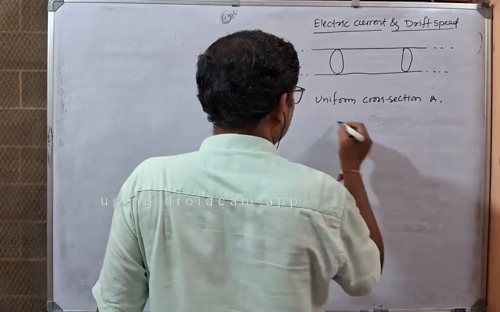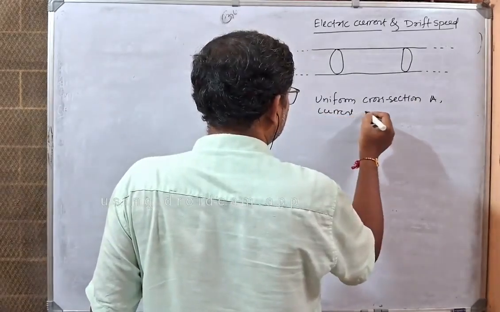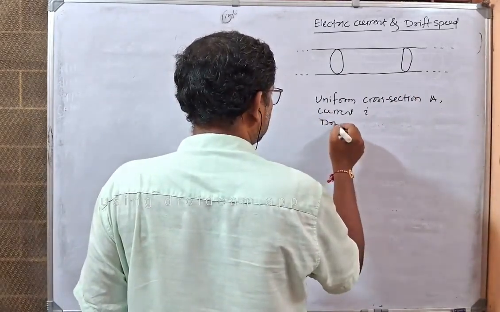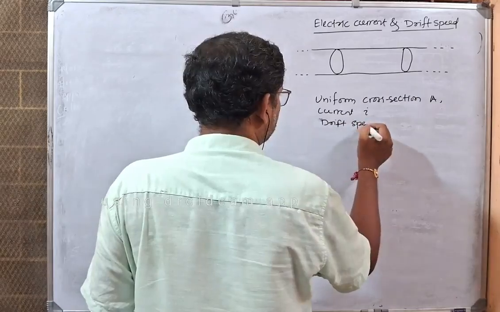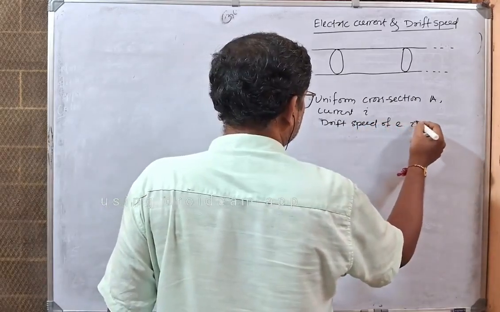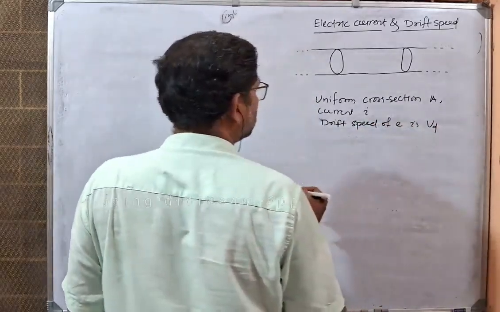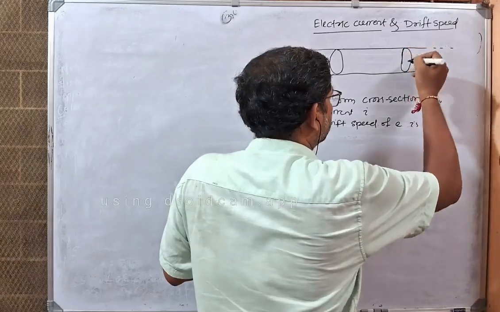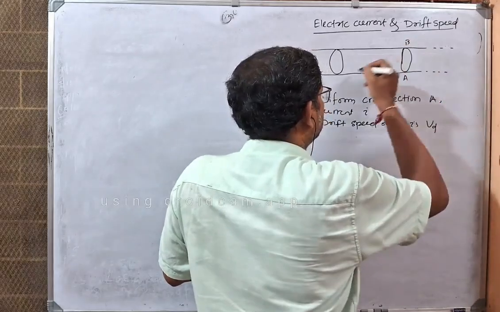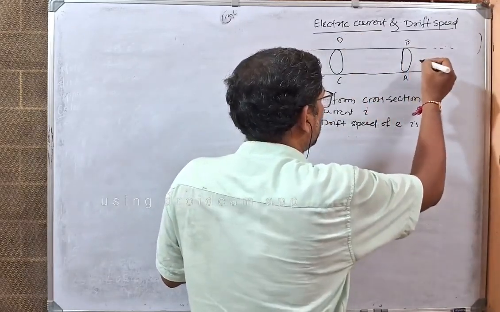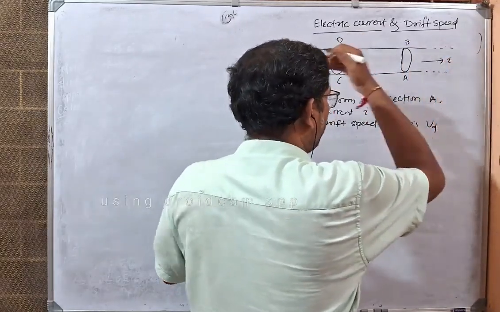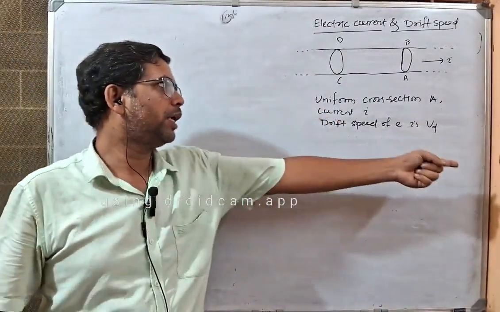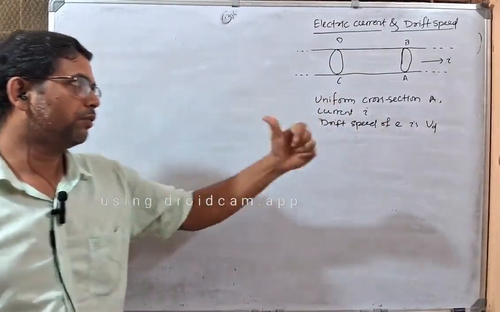The current is I. The drift speed of the electron is Vd. Okay. Suppose current is flowing in this direction, so the electron will flow in the opposite direction. So current is flowing to the right, so the electron will flow to the left.